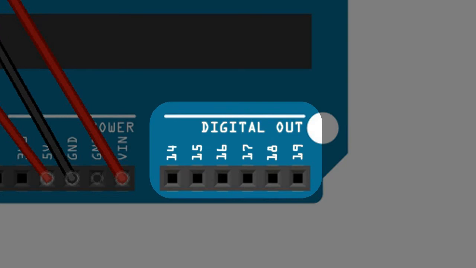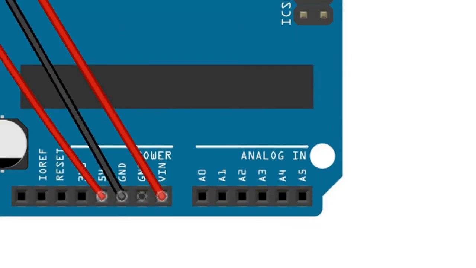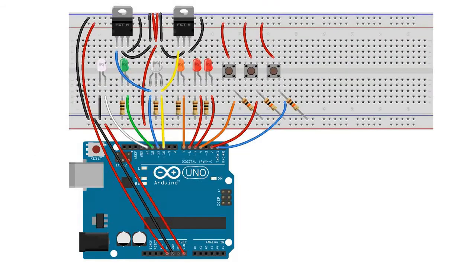Unfortunately, when used as outputs, these pins aren't capable of pulse width modulation. We will control the 7th floodlight LED by using Arduino pin 8.